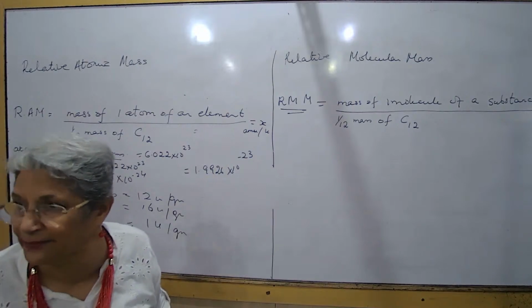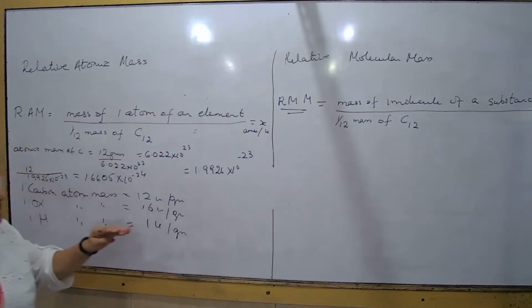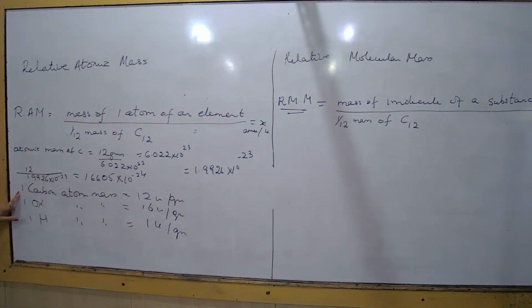It is not grams. Okay, so therefore now we find that one carbon atom, the mass is 12U. The mass of one carbon atom, the mass, not the weight, the mass.